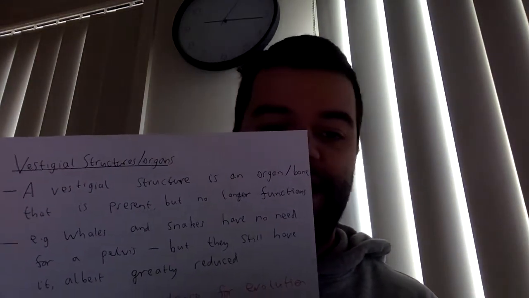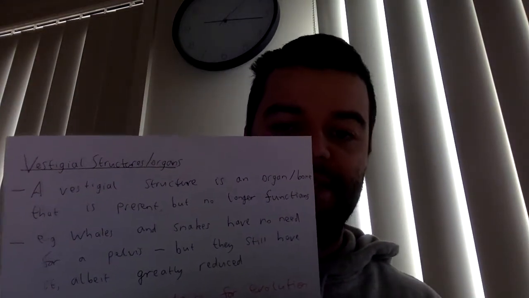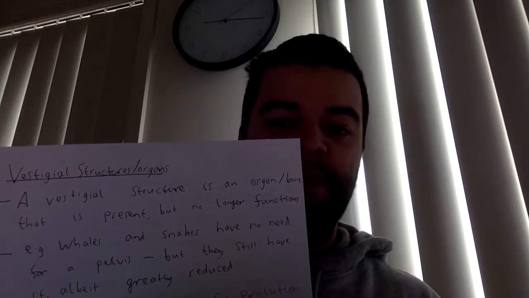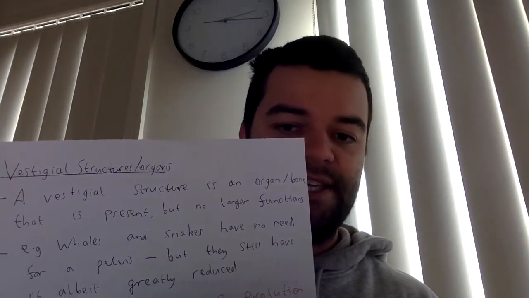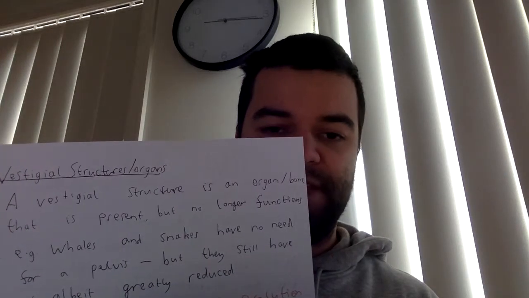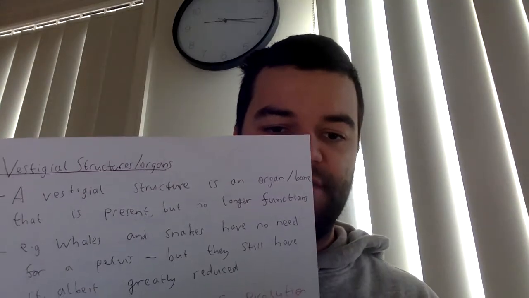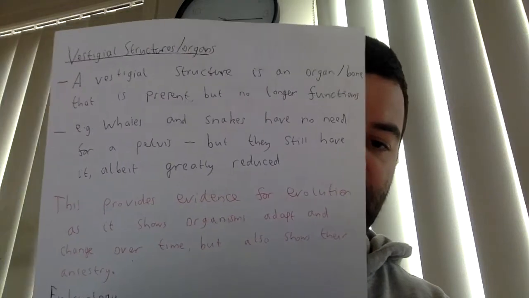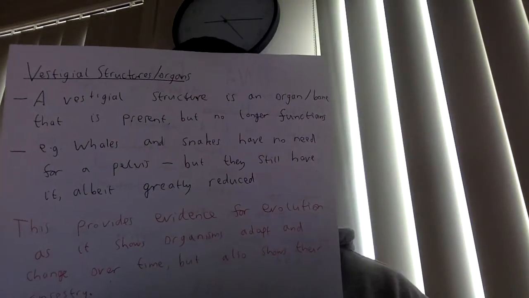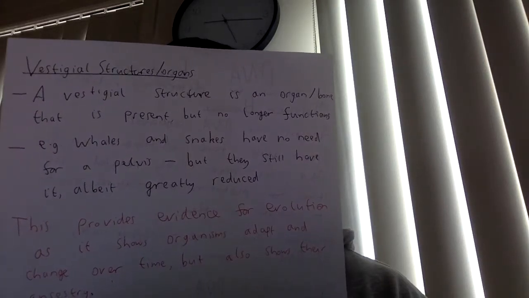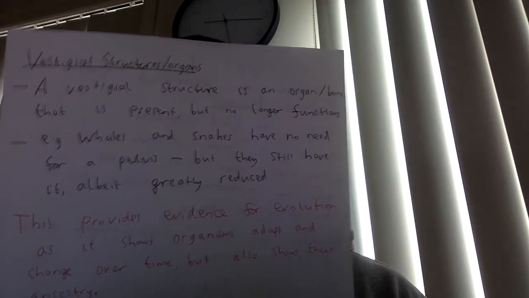So that's shown that they've obviously evolved from ancestors that did have a pelvis, but also they've adapted over time to change the pelvis in their body and invest less energy in making bones for that, reducing it over time. So that provides evidence on both fronts. It shows that organisms adapt and change over time, but it also indicates what groups they have evolved from over time. If they just came into existence separately, there's no explanation for why they've got that reduced pelvis there.